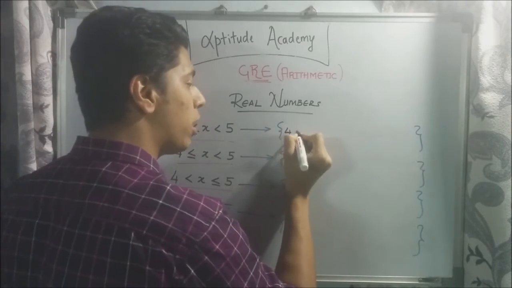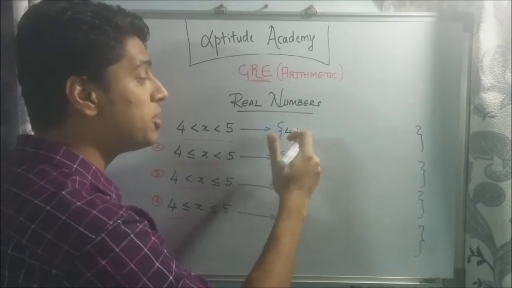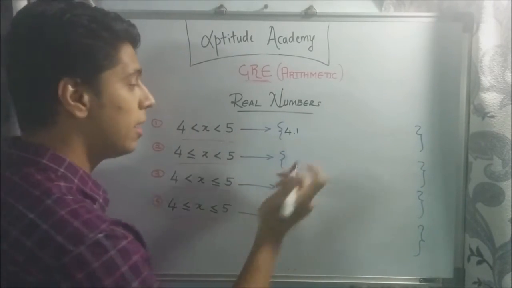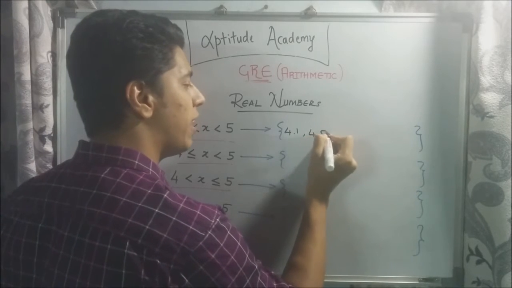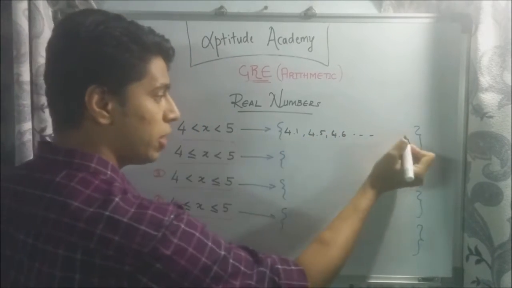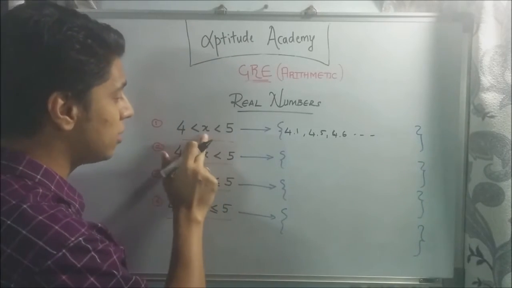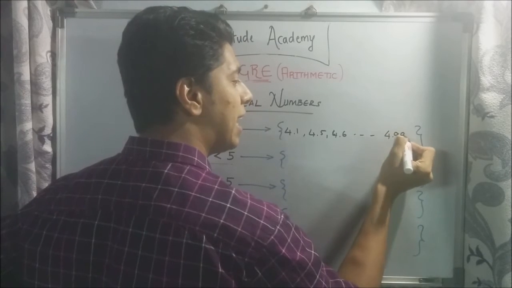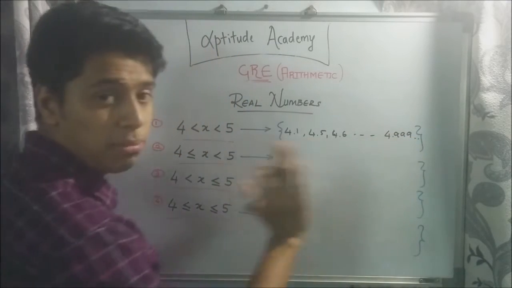So, it can be 4.1, or it can be 4.001. Whatever it is, it will never be equal to 4. And in the middle, you can have whatever you want, 4.5, 4.6, anything. But your last number, when you're writing, you need to check, right? So now this is less than 5. So it will never be equal to 5. It can be 4.999, etc. But it can never be 5.